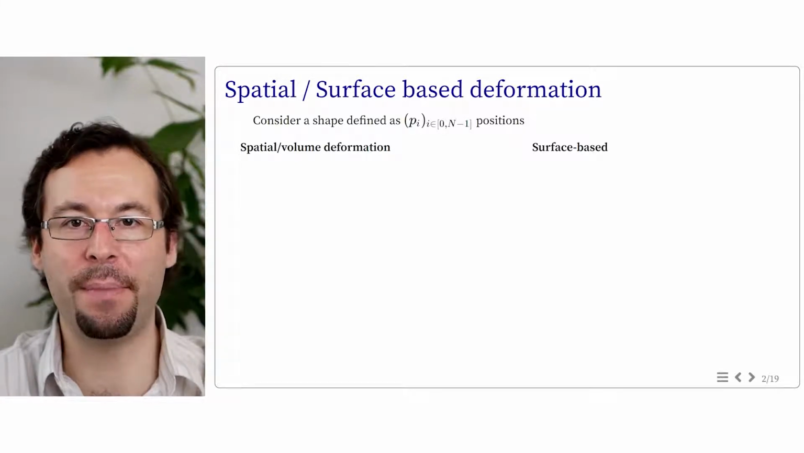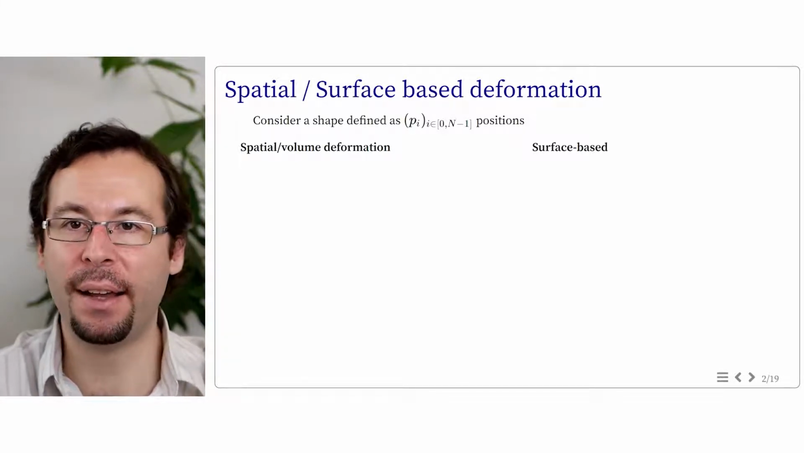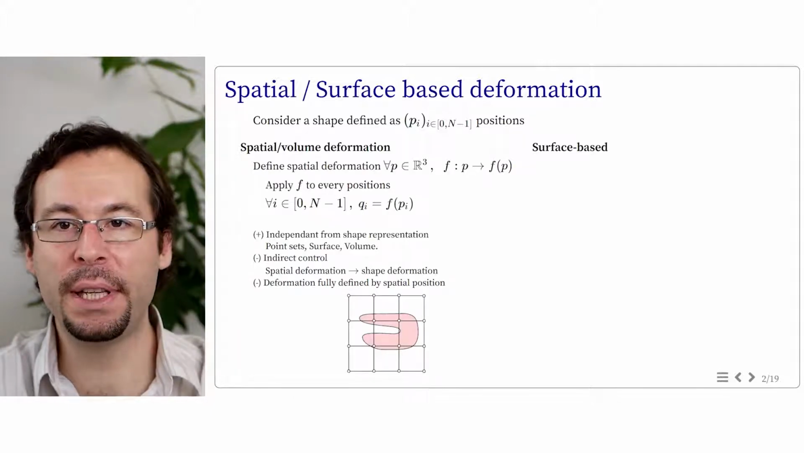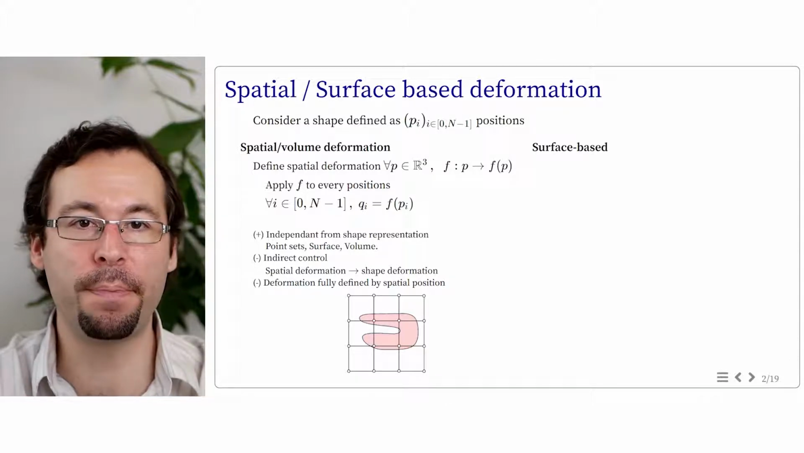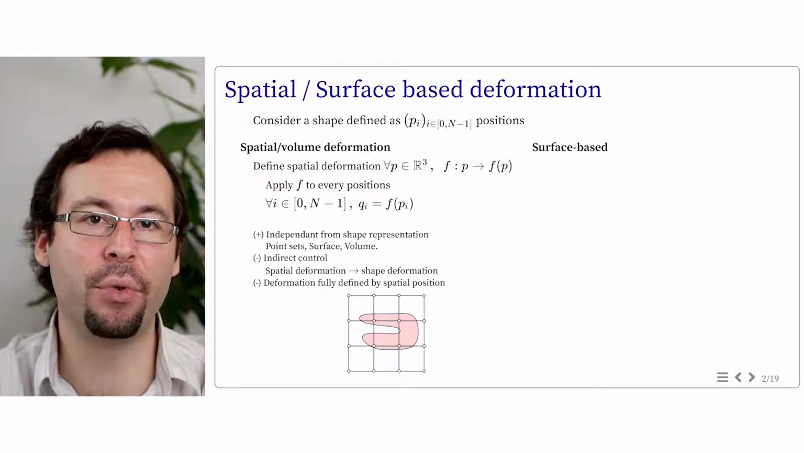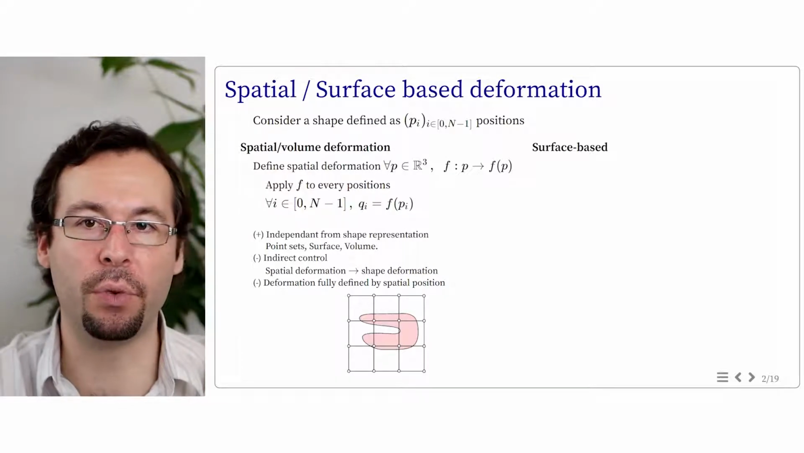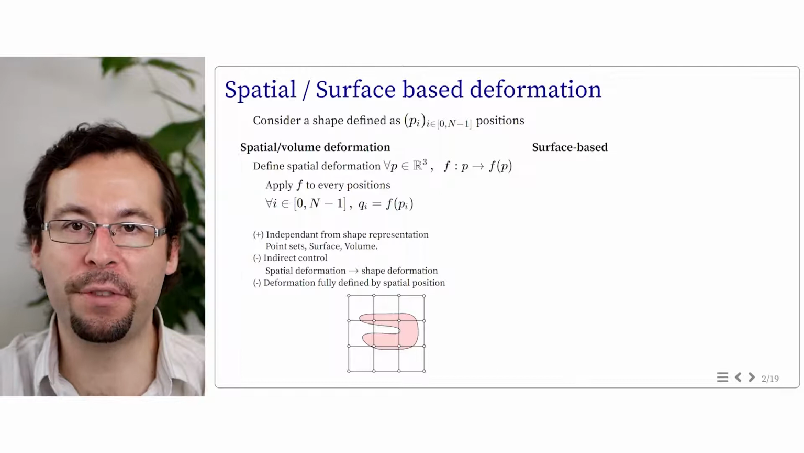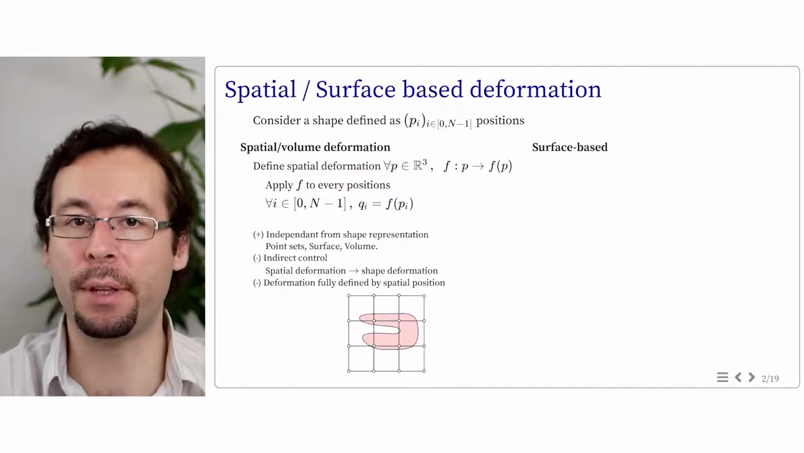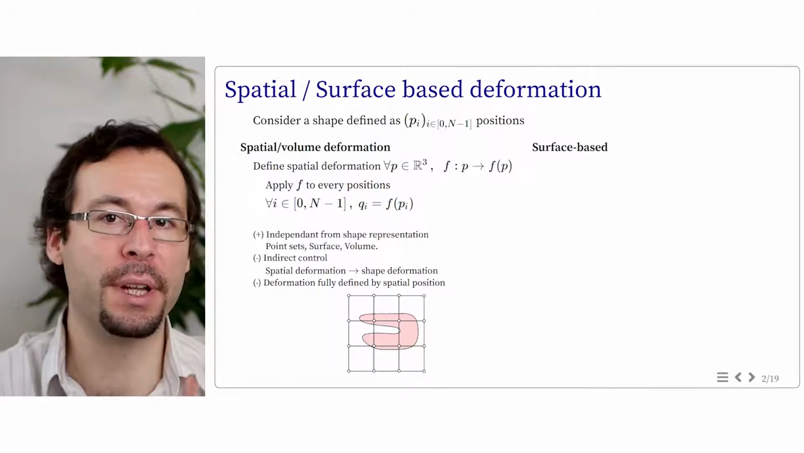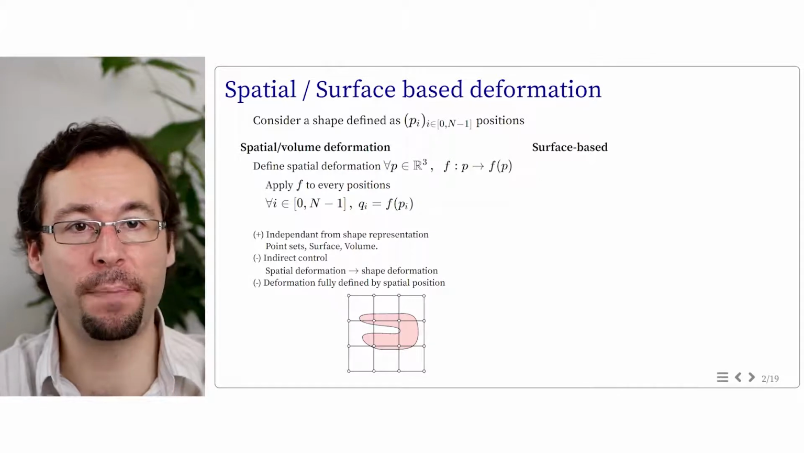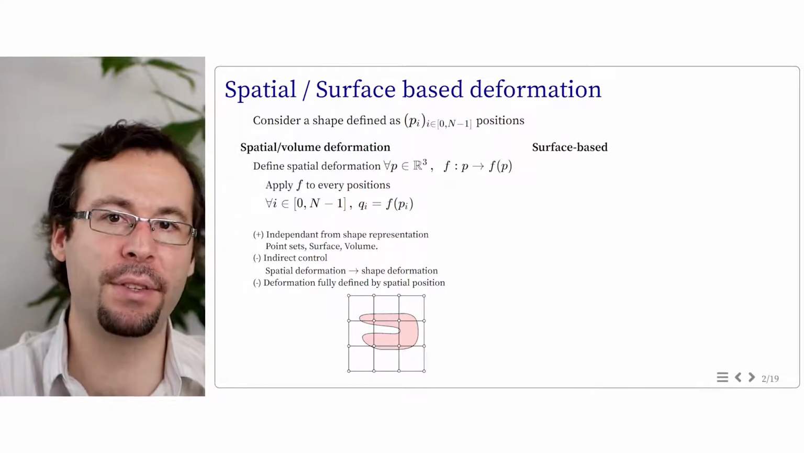Let us consider a shape defined by its positions p_i. We saw so far spatial or volume-based deformation. These were deformations defined in the whole space, or at least in a volume, with a function that associates to any position p a new one q. The interesting point of spatial deformation is that they can be applied to any type of shape. It can be point sets, surfaces, volumes, and so on. However, they are functions defined in the whole space and can sometimes be complex to define.